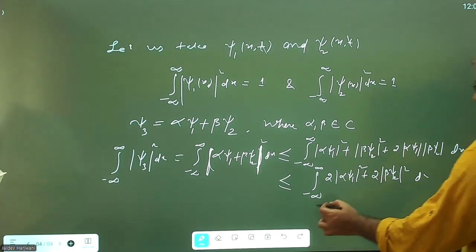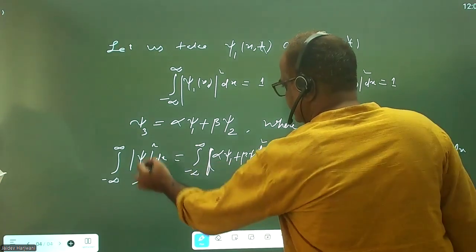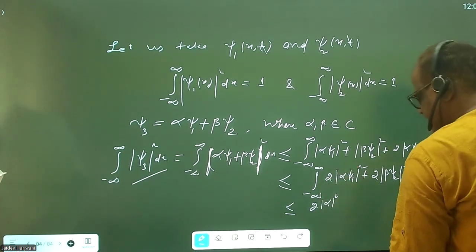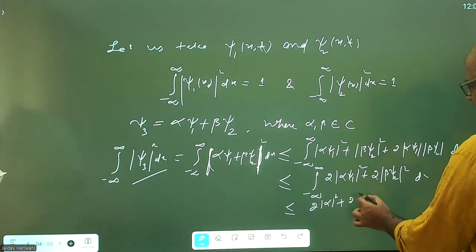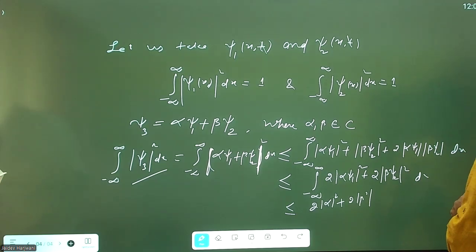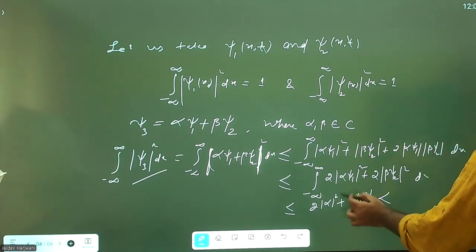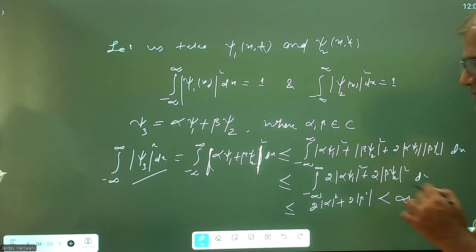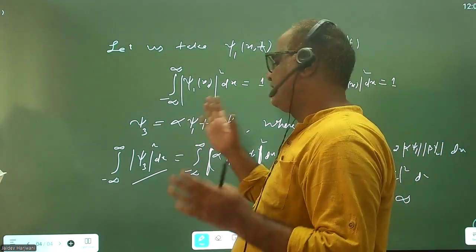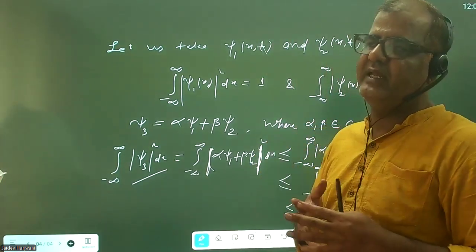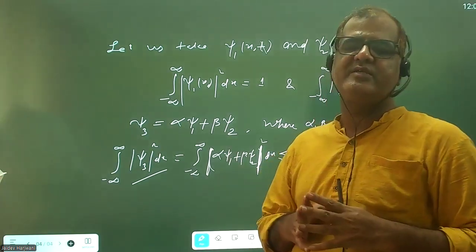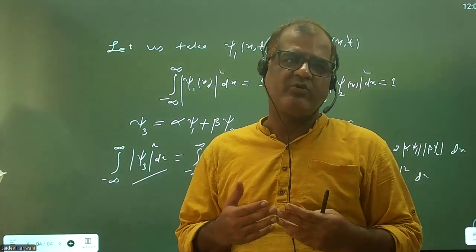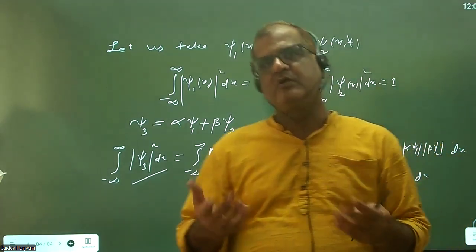Now this thing we already know, because these are normalized functions. So this will be 2 alpha square, and psi square is normalized, and this is 2 beta square. Of course, we are taking alpha and beta as numbers, so this is all less than infinity. That means what I'm trying to say, if you have two functions, both are normalized, then their linear combination is also normalized. If we have two functions psi 1 and psi 2 that are normalized, then their linear combination will also be normalized, and will also reflect a physical state.